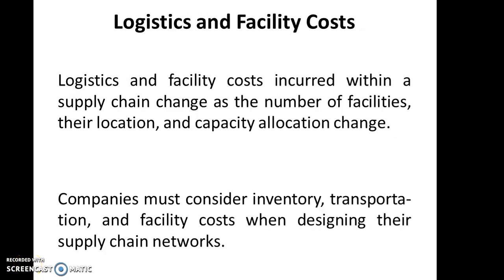The next factor is logistics and facility cost. Logistics and facility costs in supply chain management change as the number of facilities, the location, and capacity allocation change. Companies must consider inventory, transportation, and facility cost when designing their supply chain networks.